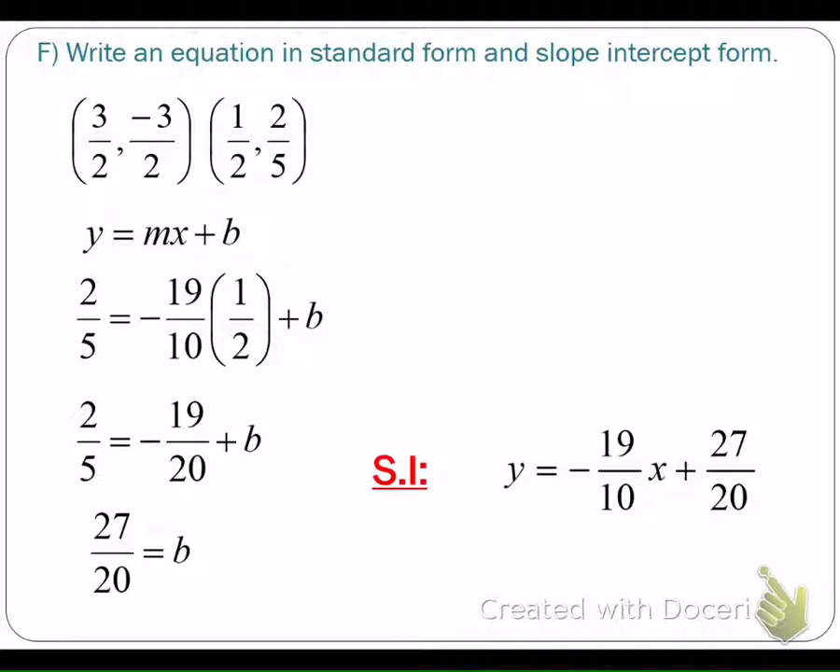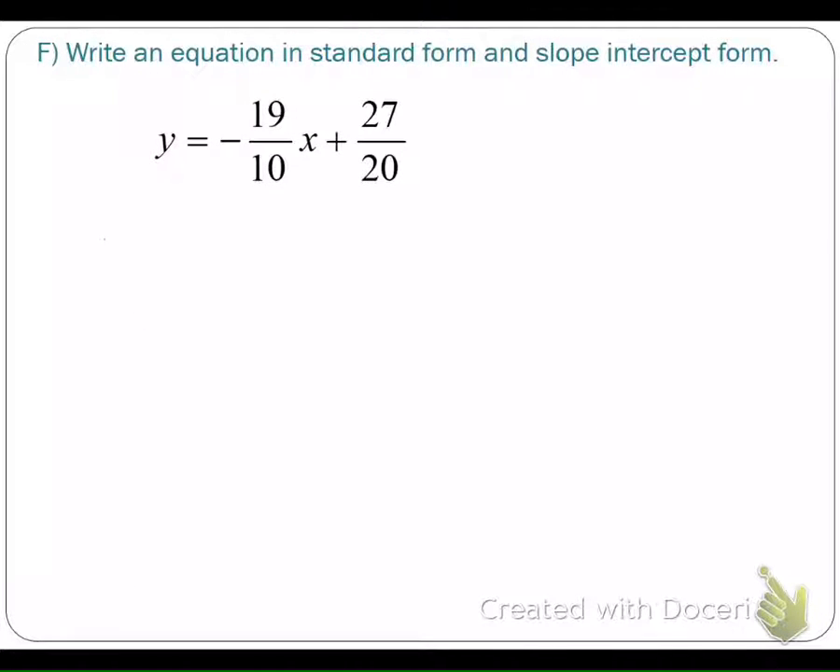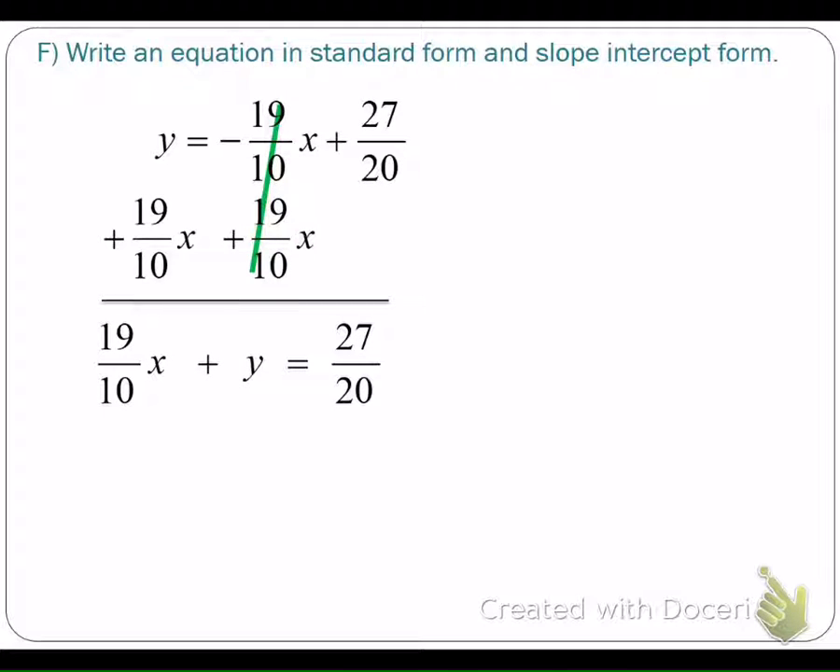Okay, so what do I do to get this into standard form? Add 19 over 10x. So 19 over 10x plus y equals 27 over 20. Now, I need to get rid of all the fractions, not just the first term. The negative, you only have to worry about the leader. The fractions, you've got to worry about the whole thing. I can still do it in one move, though. What should I multiply by?